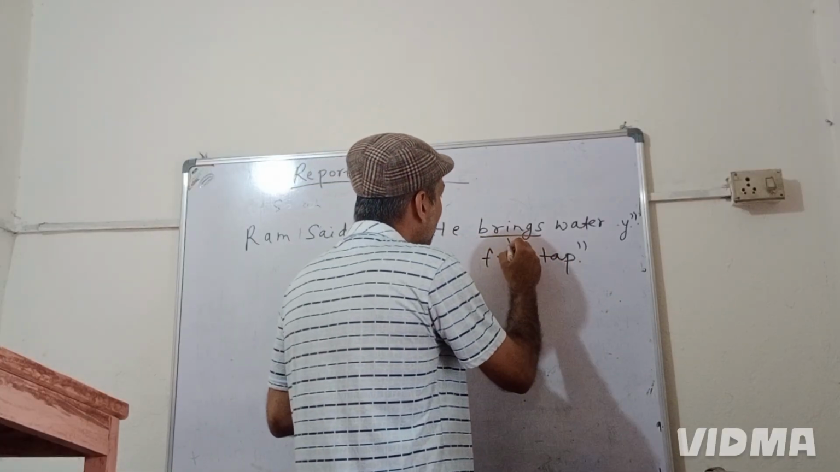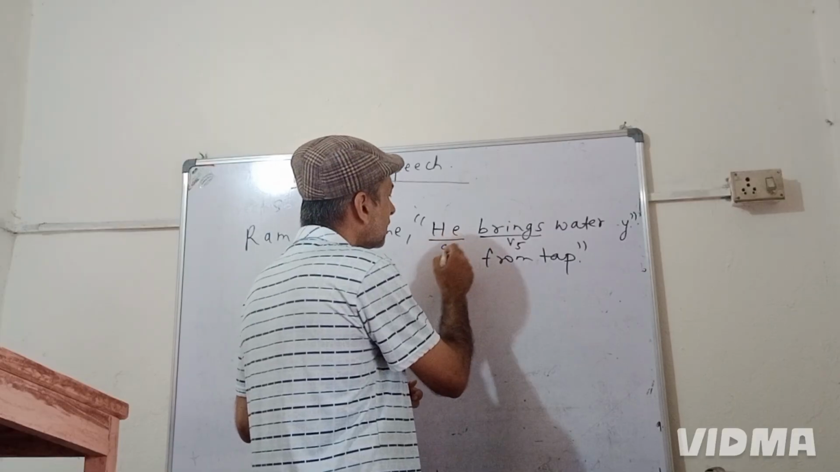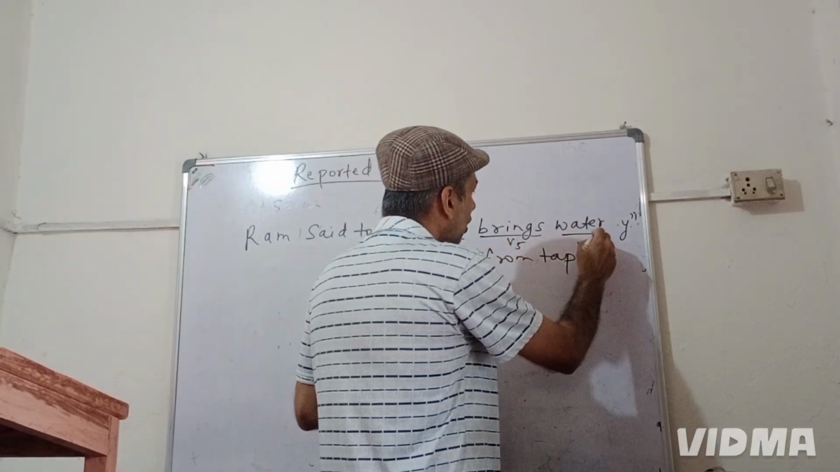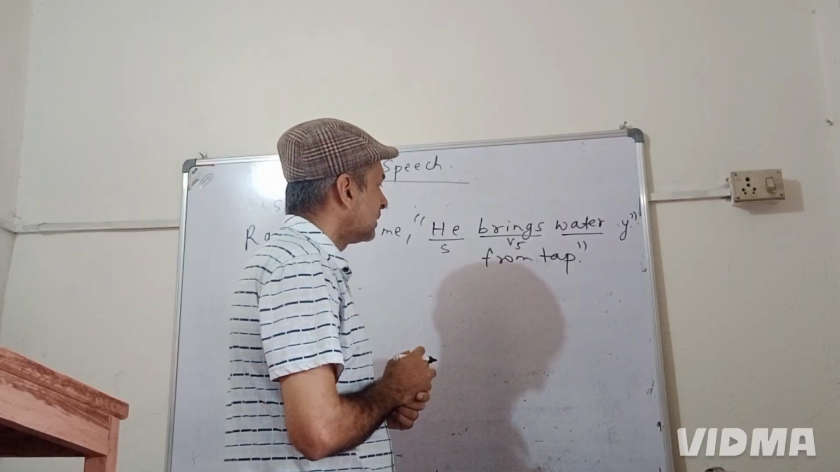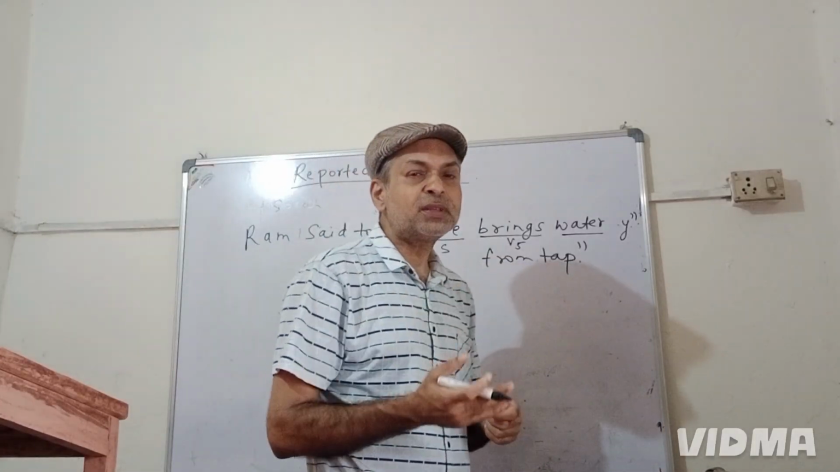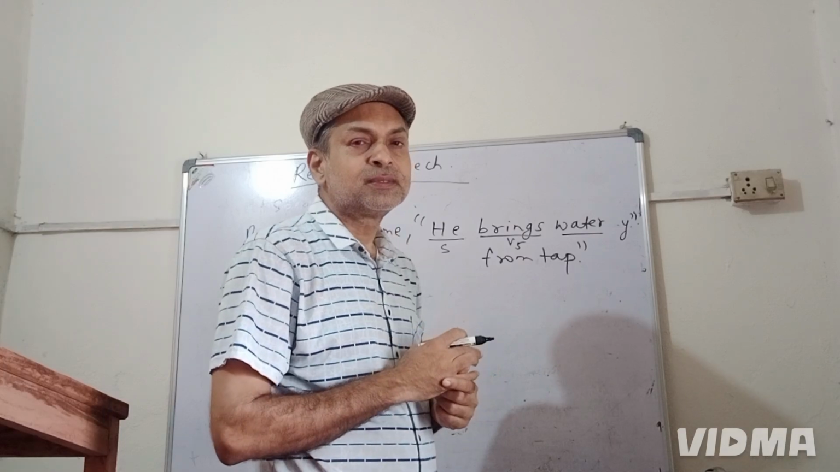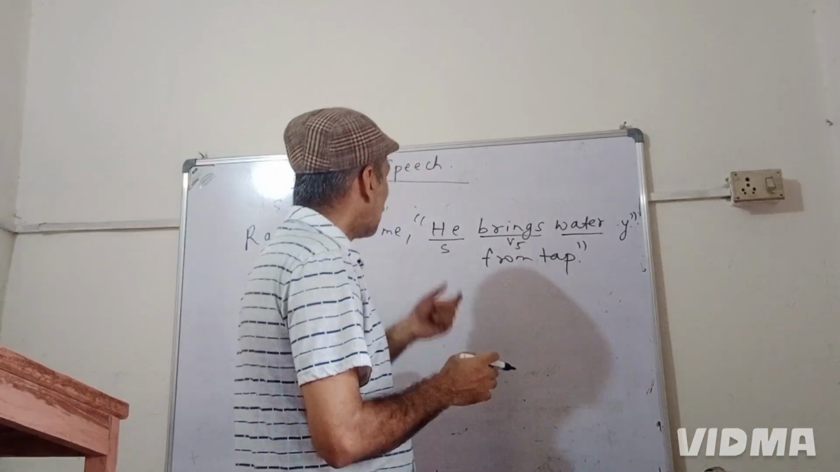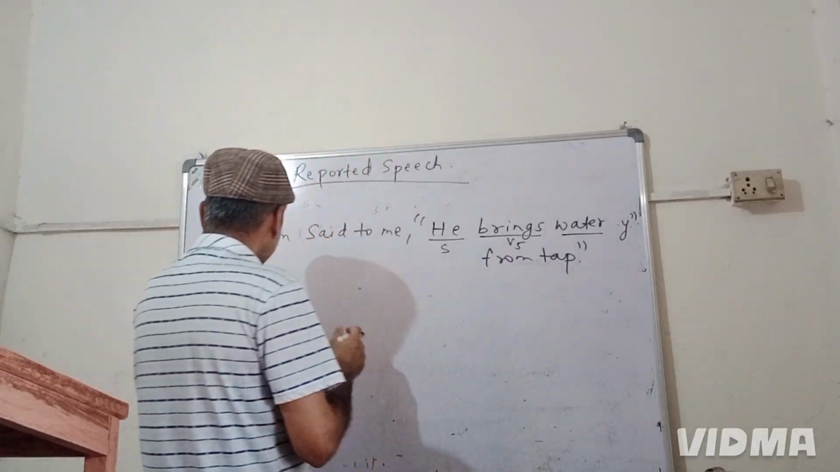Brings is V1. So here, he is the subject plus V1 plus object. Which tense is it in? It is in simple present tense. And what change happens in simple present? It will be transferred into simple past. That is the basic rule. So how can we change this simple present into simple past?